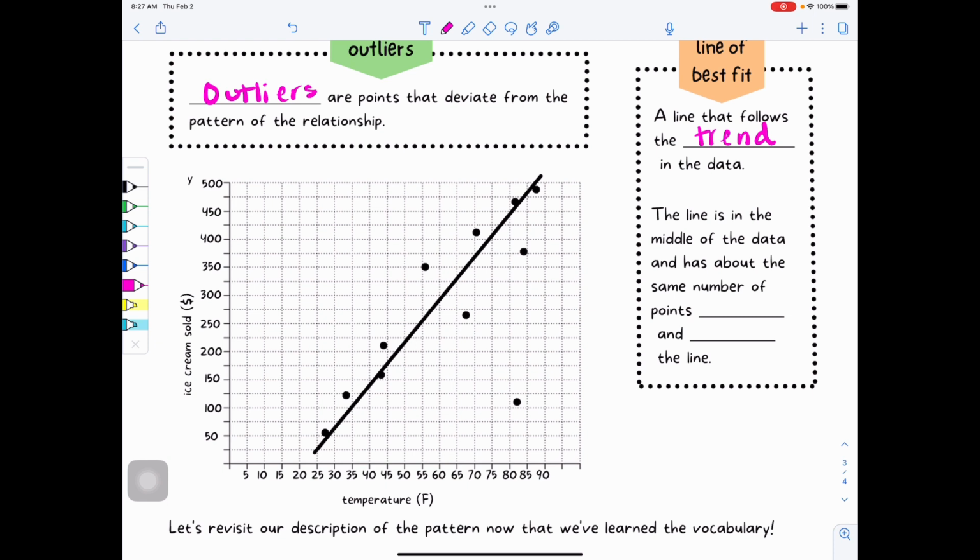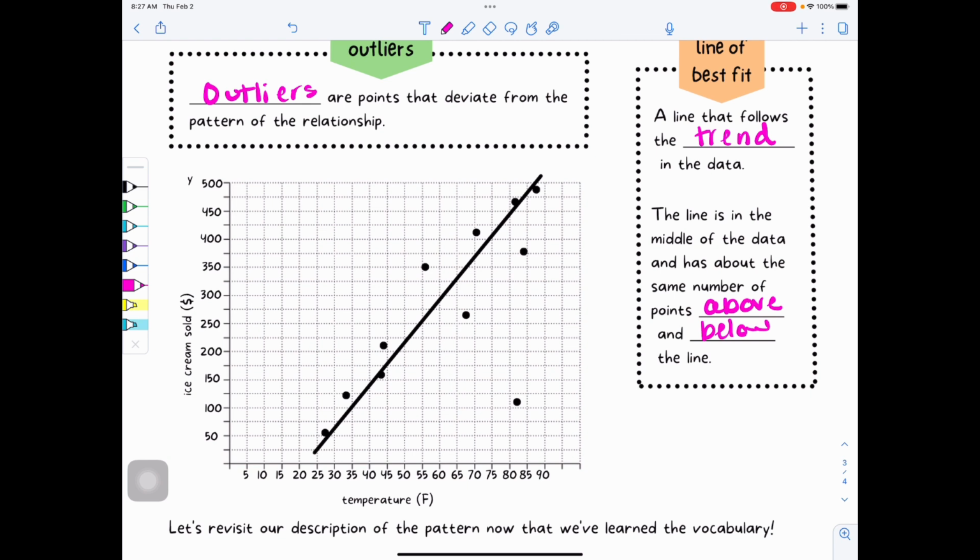If you take a look at this line, the line is in the middle of the data and has about the same number of points above and below. So you're trying to put it in the middle of the data to show the general trend. It can hit some points. It could also not hit any points that are actually data points. It's more about showing the general trend.